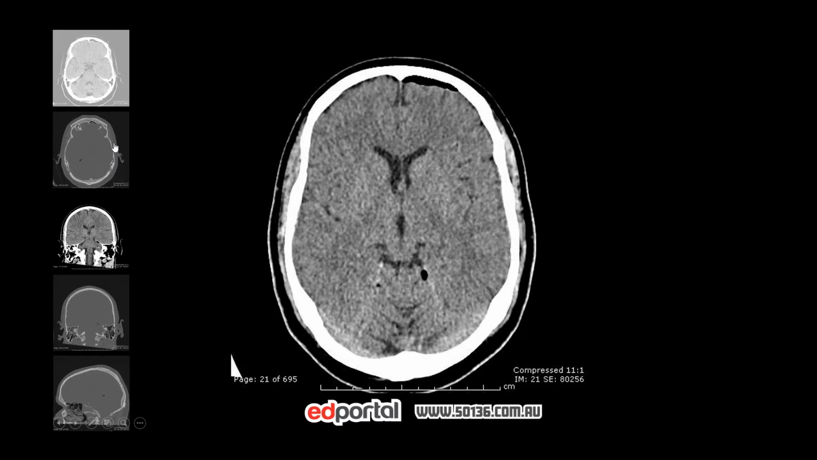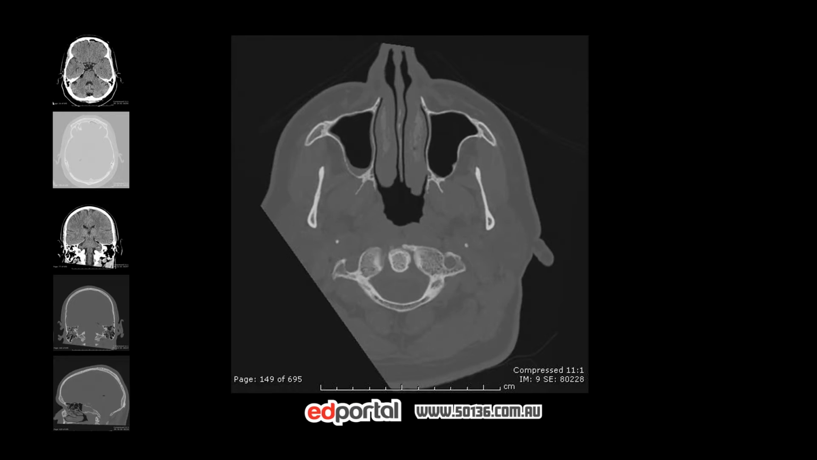Let's move through and have a little look at the bony windows, and we'll see if we can figure out where this gas is coming from. So gas inside the skull may not be an unexpected finding in neurosurgical patients who've recently had a brain biopsy or a craniotomy, for example, but in the setting of trauma, it makes us start to think about skull fractures.